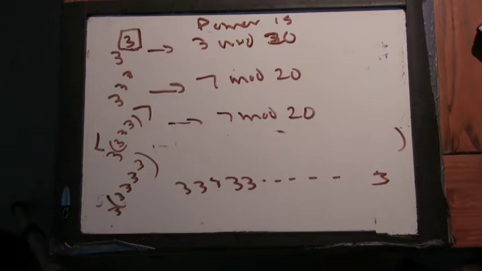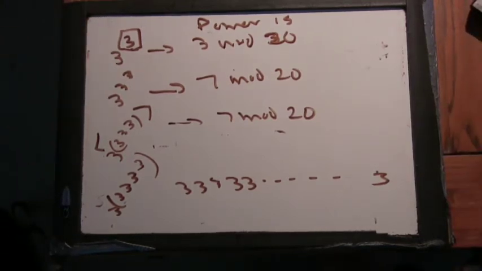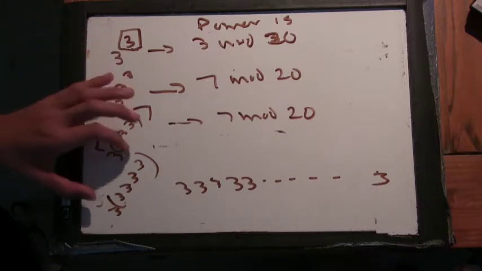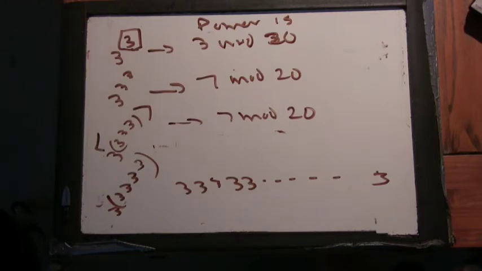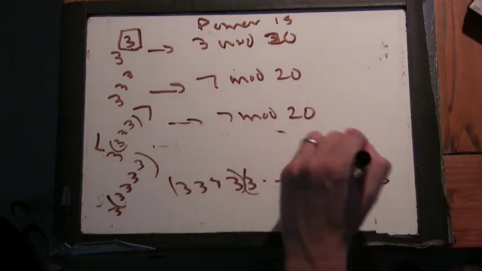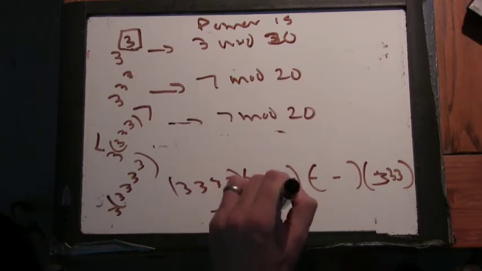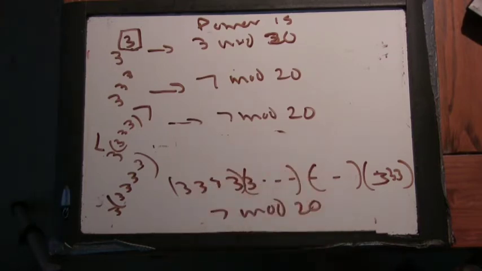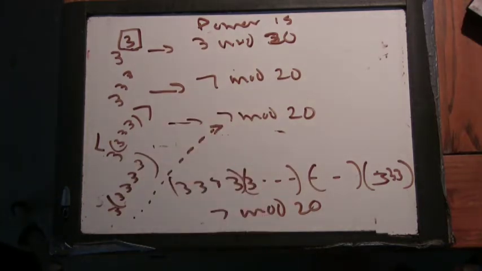But we know from our previous video that it's going to be 3 mod 4. So we know we're going to have 3 threes left over at the end. So we can group them in groups of 4, and we end up with 3 times 2 times 3 at the end. And so again, this is 7 mod 20. So that means our Graham's number representation, however long that is, the power is going to be 7 mod 20.